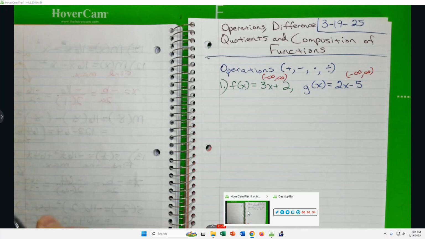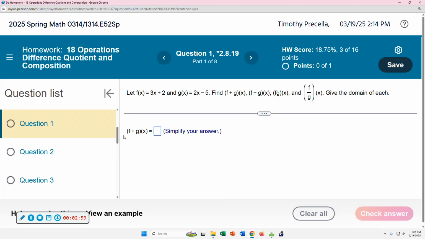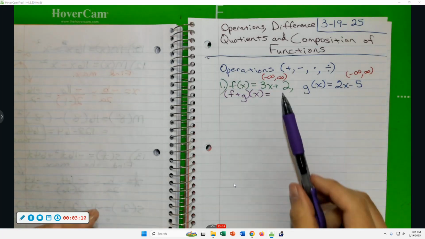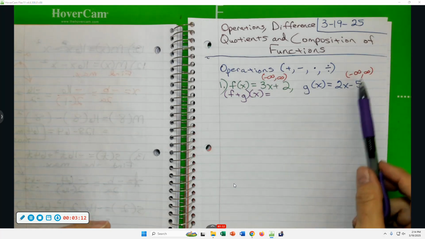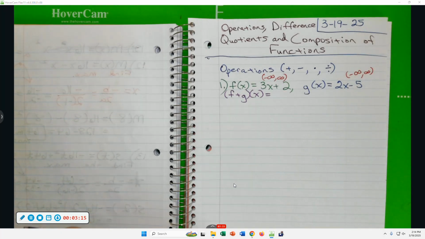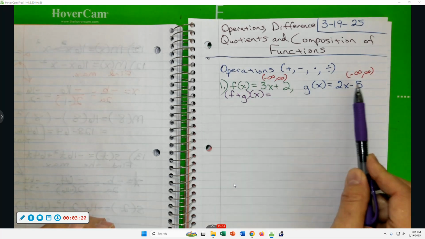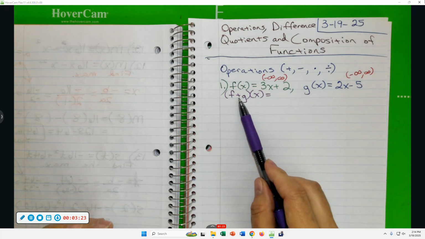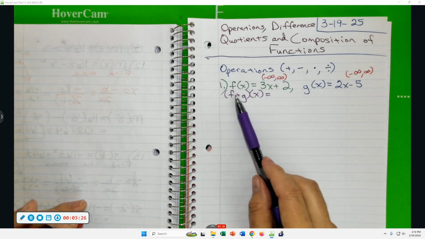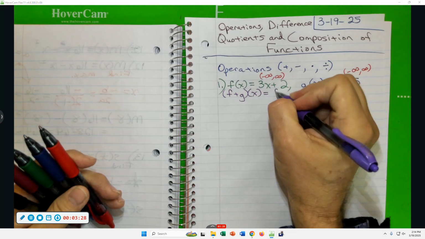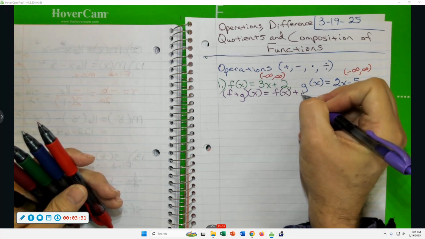So here we go. f plus g. Look at how they have that written, the parentheses: parentheses f plus g of x. Okay, switch to my paper. Notice I made a note. Both of the original functions have domain all real numbers. For f plus g, what they're saying to do is take f of x and add g of x. It's nothing shocking. Take the rule for f of x and add g of x.